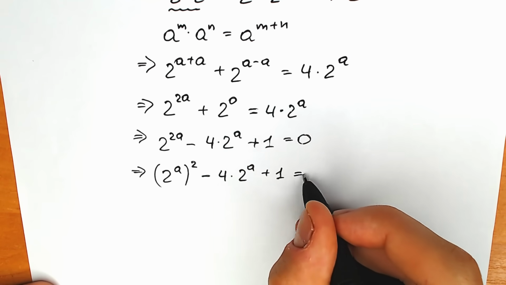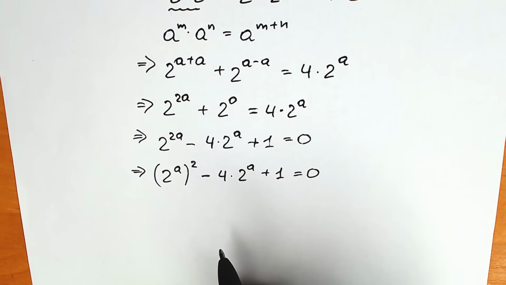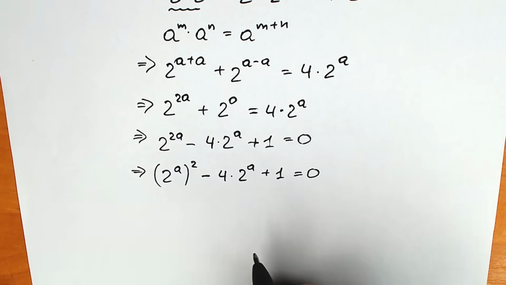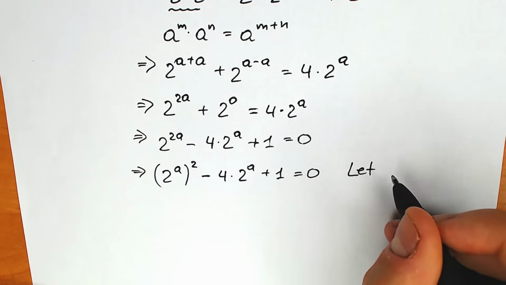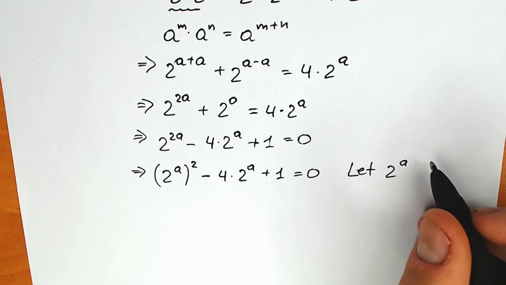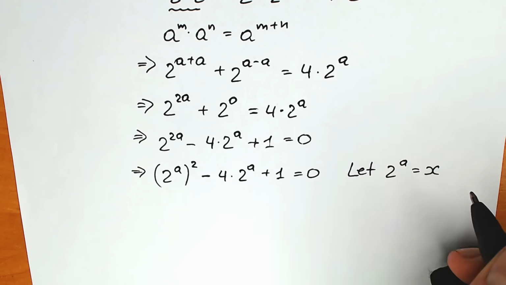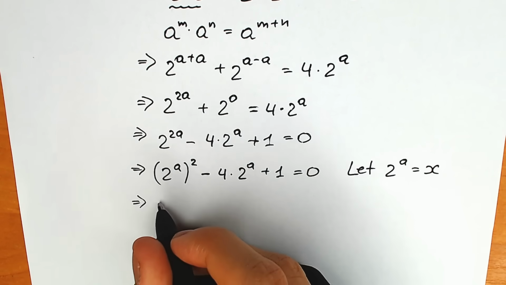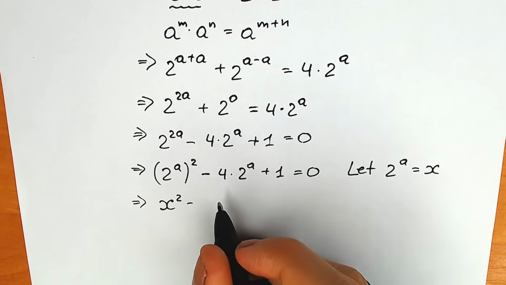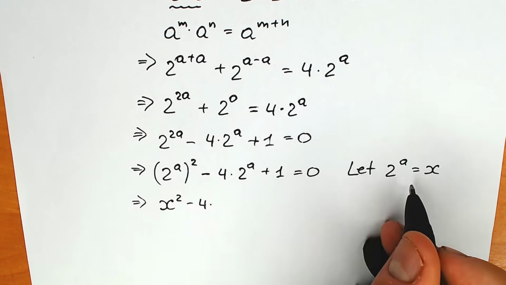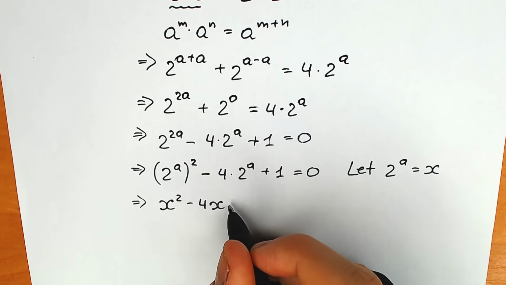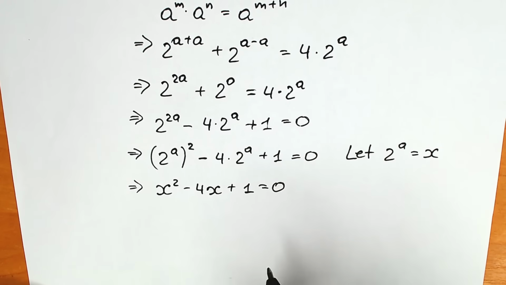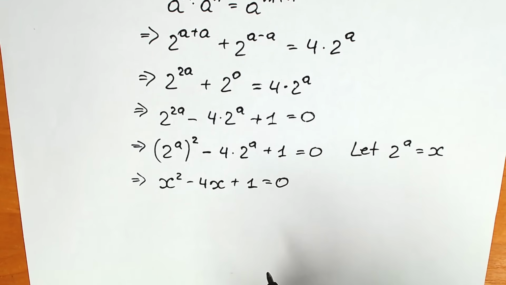And right now, from this angle, we can easily see that this is a quadratic equation, okay? Because this is the same thing as 2 to the power 2a, and when we write a real quick substitution, let 2 to the power a equal to, for example, x. So as a result, we have x squared minus 4x plus 1 equal to 0. So as you can see, this is a quadratic equation. So right now, let's solve it with all known methods.